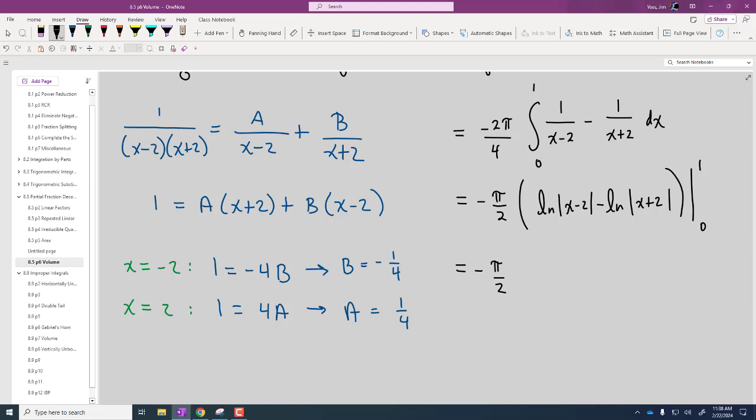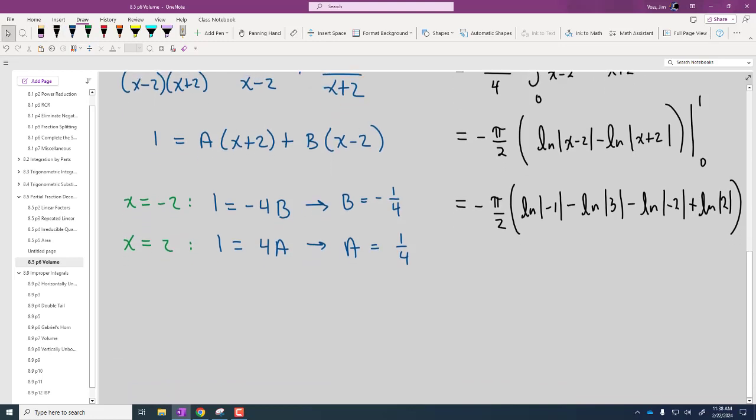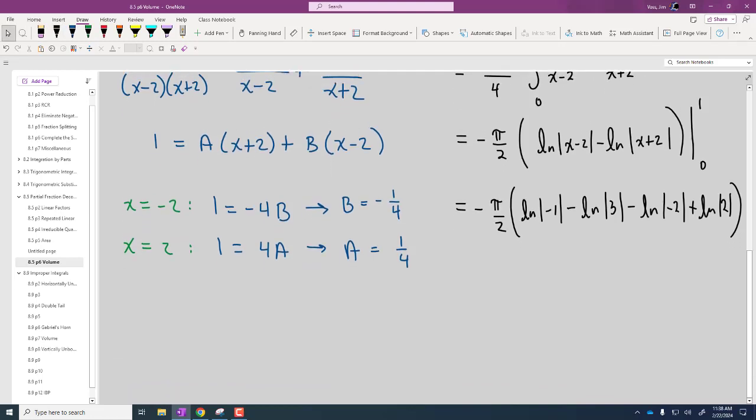When we plug in 1, we are going to get natural log absolute value of negative 1 minus natural log absolute value of 3, minus natural log absolute value of negative 2 minus a minus, which is plus natural log of absolute value of 2. And natural log absolute negative 2 is just the same thing as natural log of 2, right? So this one's going to be 0. Natural log absolute 1 is natural log of 1, which is 0.